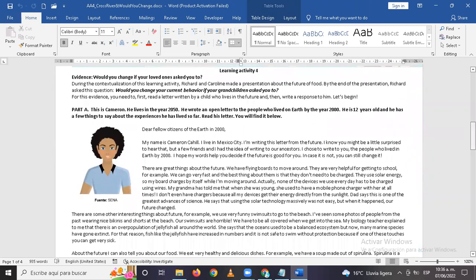The second part we have, will you change if your loved ones ask you to? During the contextualization of the learning activity, Richard and Caroline made a presentation about the future of food. By the end of the presentation, Richard asked this question: will you change your current behaviors if your grandchildren ask you to? For this evidence, you need to first read a letter written by a child who lives in the future, and then write a response to him.